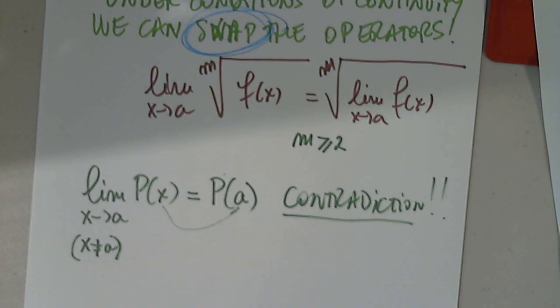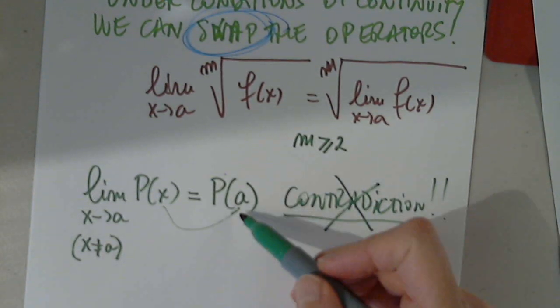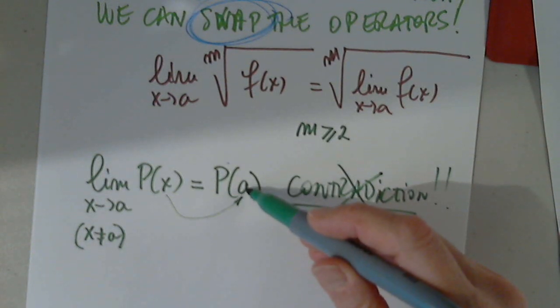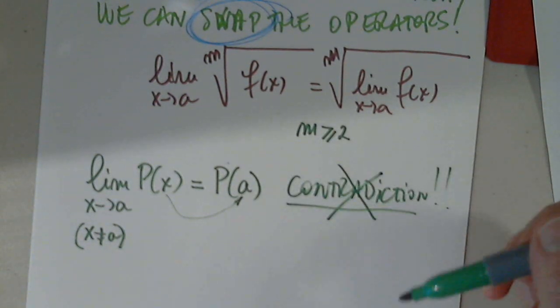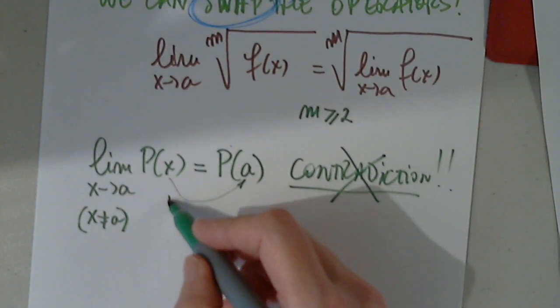It's not a contradiction, only because we get to the same result. So for a polynomial, this is okay to do, because polynomials are defined everywhere. So there's never a problem with a polynomial. So this is for polynomials.